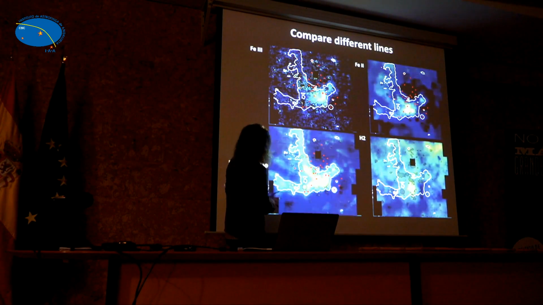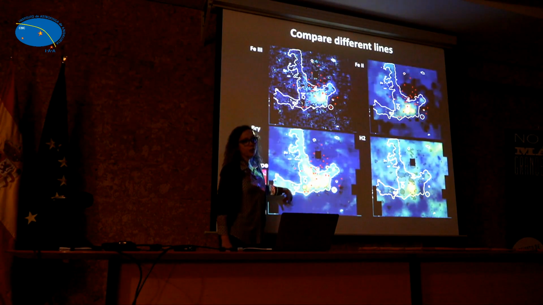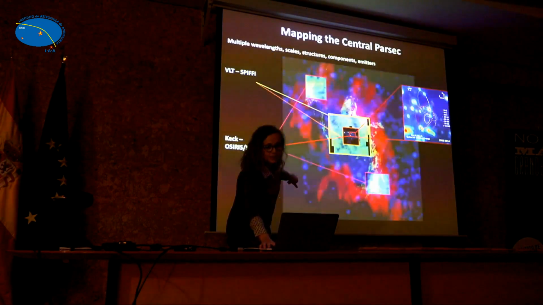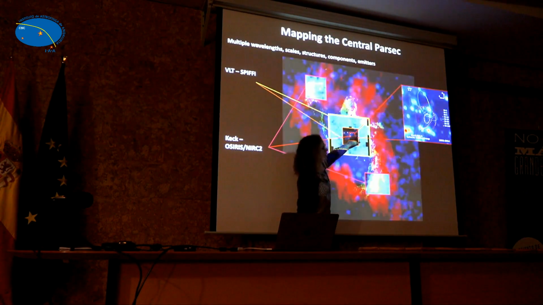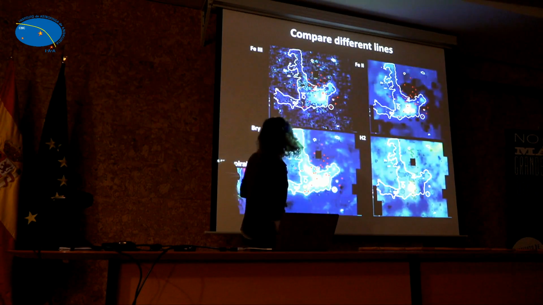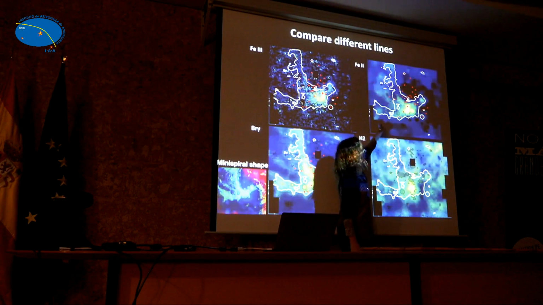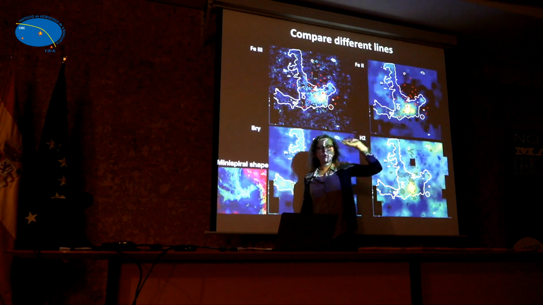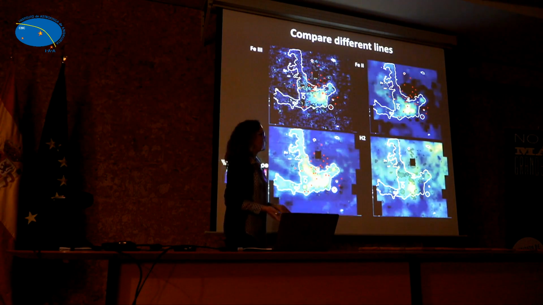Here, for example, you have some Brackett-gamma. This is the whole central parsec, so it's a much bigger field. This is this field here, while what I was talking about before was just this tiny field. But you can see, for example, with Brackett-gamma, Fe III, H2, and Fe II, so you can really compare different lines and try to understand a bit more what the local processes going on are.